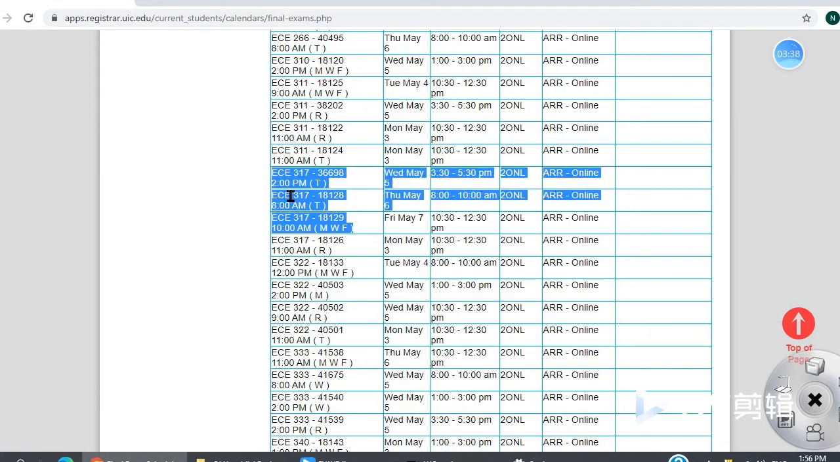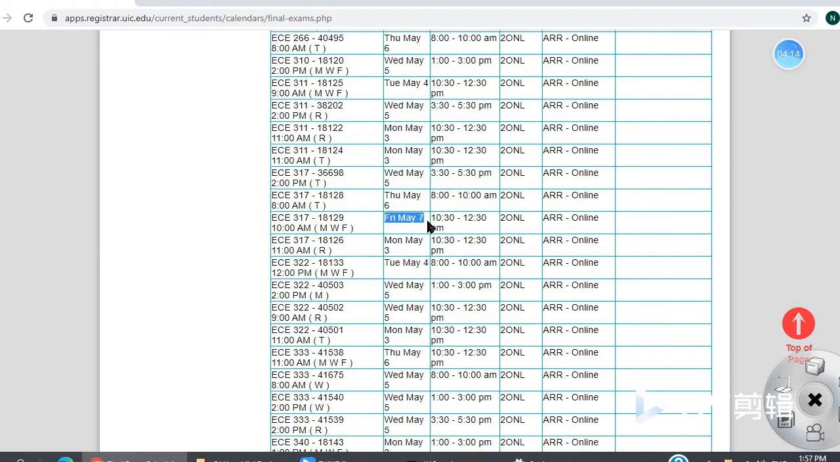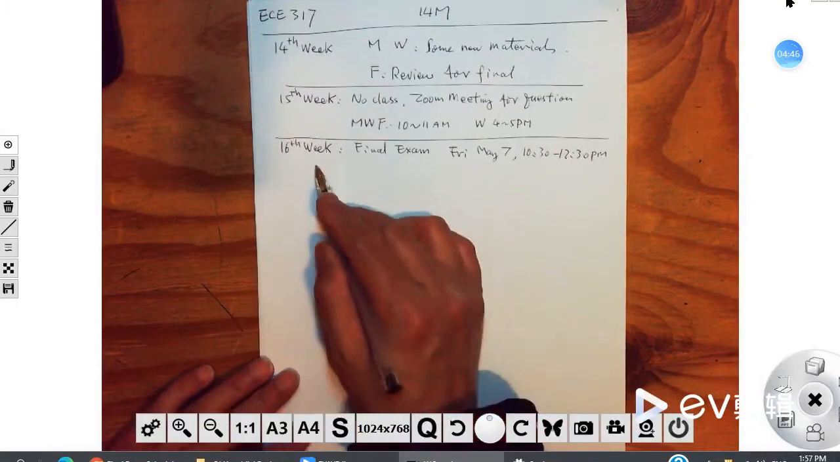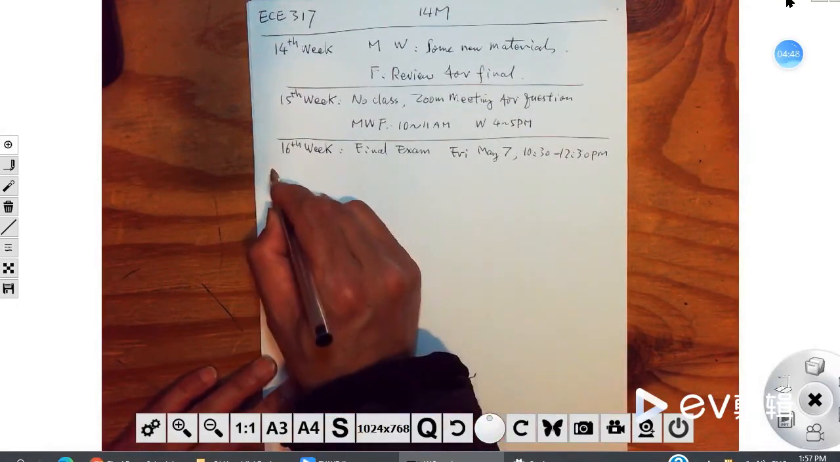The first two sessions are the lab sessions. We do not have an exam for lab. We only have an exam for the lectures. It's Monday, Wednesday, Friday, so it's here. Friday, okay, let me write it. It's May 7th from 10:30 to 12:30 p.m. So don't forget the time.